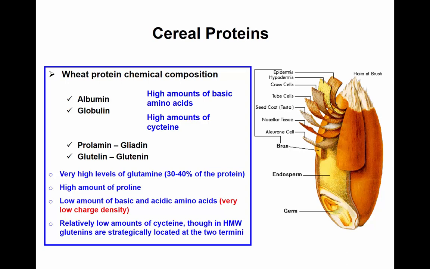So they have very low charge density. When you don't have those arginine, histidine, lysine, glutamic acid, and aspartic acid, then you have low charge density. There is a relatively low amount of cysteine, however, it is located strategically at the C-terminus and the N-terminus, the two termini, which facilitates polymerization between two different molecules. Although the number is not high, they are present in a very convenient, accessible location, so they can form disulfide linkages.